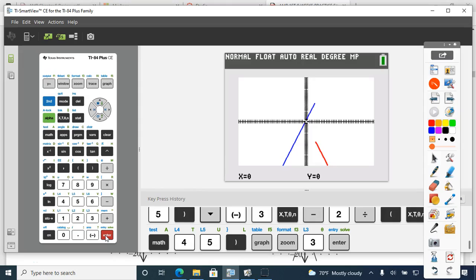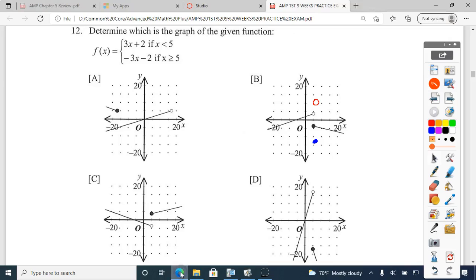All right, and remember, you're going to have to pick which one needs an open circle and which one needs a closed circle. So in this case, the one that needs an open circle is the top one, the one that says 3x plus 2 if x is less than 5. So this would have an open circle up here, and since the other one was greater than or equal to 5, it's going to have a closed circle to start its graph. Okay, so let's go find the one that looks like that on my choices.